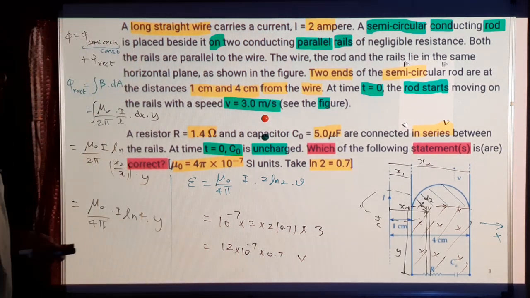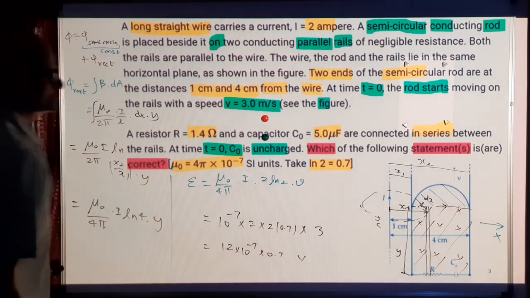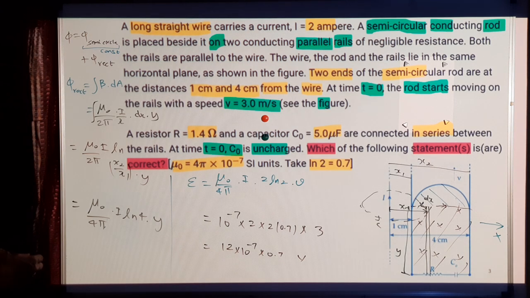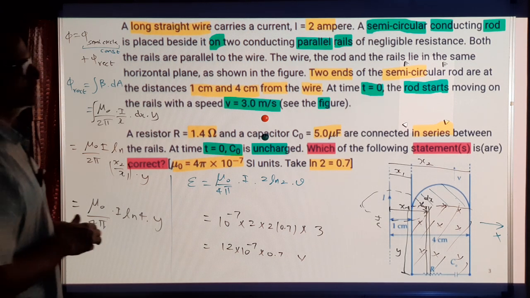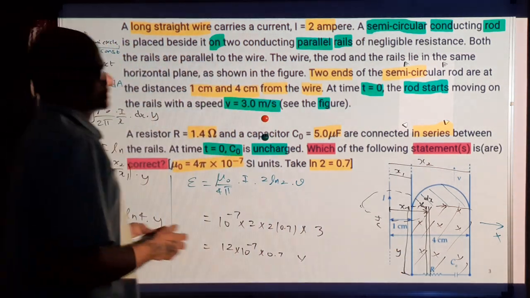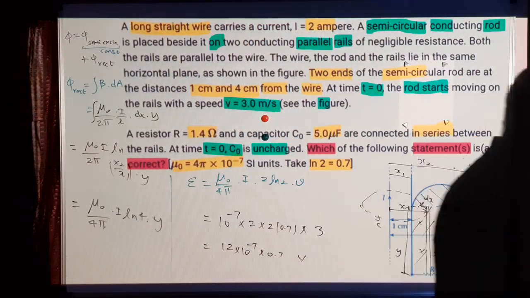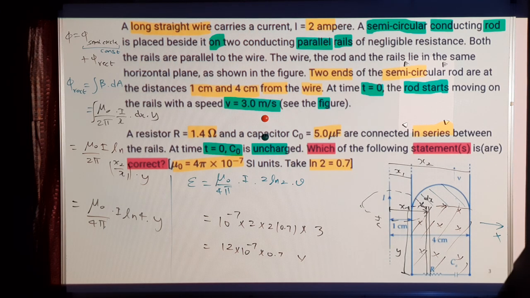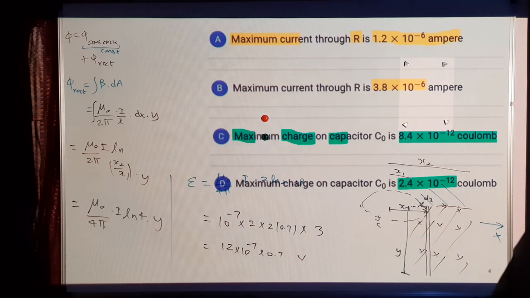Another interesting thing to notice: this voltage is a constant voltage, it's not a function of time. So it's like a DC source. That makes the problem simple. Now it's a simple RC circuit. The maximum current is the current at time t equal to 0, because at time t equal to 0 the capacitor acts as a short circuit. So the maximum current is the current at time t equal to 0.